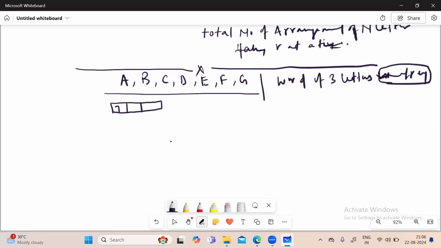First place was to be filled by 7 letters, then one of the 7 letters is used, then we were left with 6, and then we were left with 5. So total number of counting would be 7 into 6 into 5, which I converted into what? 7p3. तो आप ऐसे भी इसको सीधा सीधा निकाल सकते.